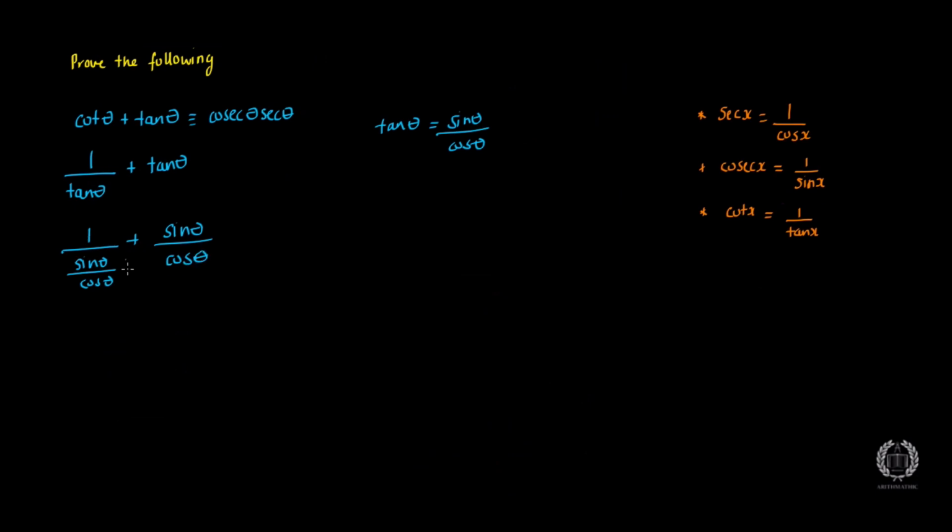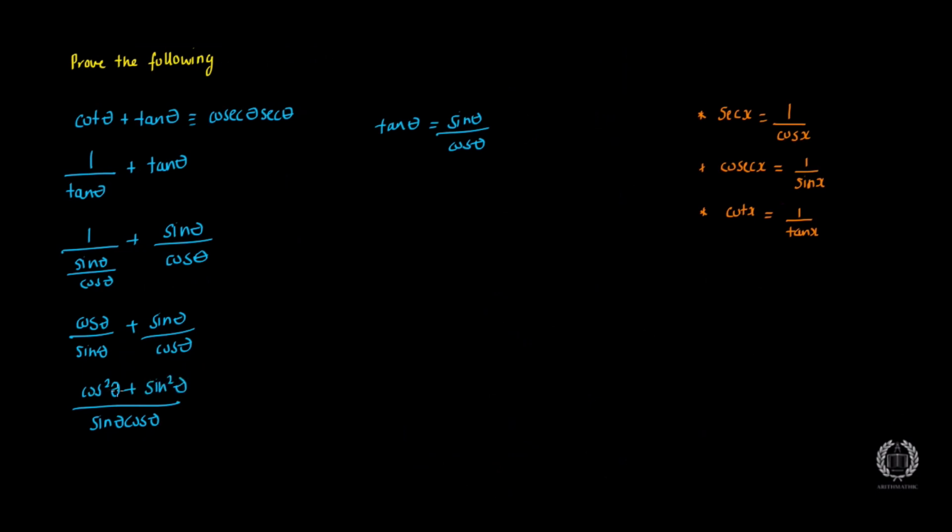Now 1 divided by sine theta over cos theta basically means flipping, so it becomes cos theta over sine theta, and then we have plus sine theta over cos theta. Now, if we solve this as a fraction, the lowest common multiple is going to be sine theta cos theta. For this one, if you do sine theta cos theta divided by sine theta, you're left with cos theta, and then times that, cos squared theta. Likewise here, sine squared theta.